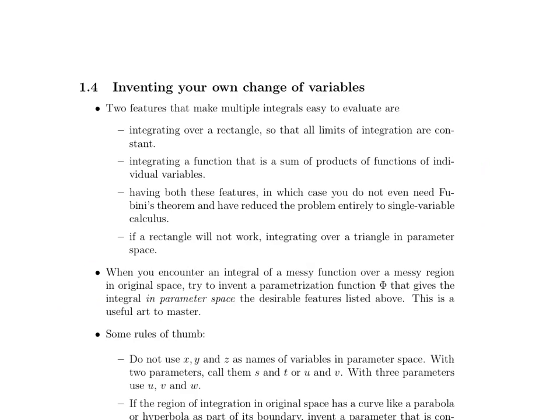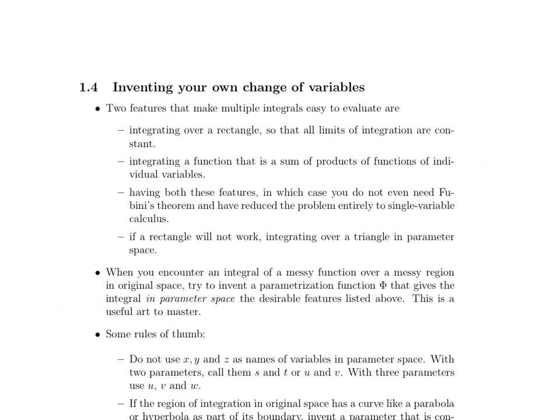So when you encounter an integral of a messy function, or maybe an integral that's being integrated over a messy region, or maybe, nightmare situation, an integral of a messy function over a messy region, the idea is that you want to invent a parametrization that gives the integral in parameter space the features above. It takes that messy region and turns it into a nice, constantly bounded region. And it takes that messy function and simplifies it into something that's much easier to integrate.